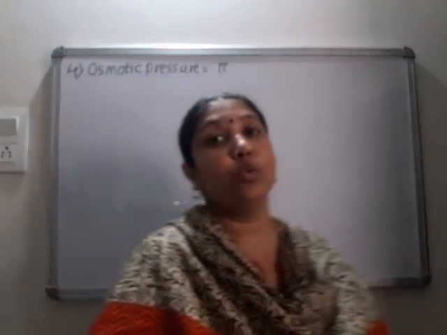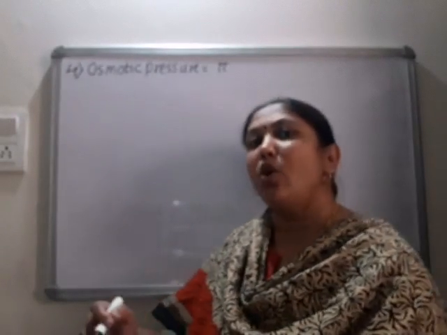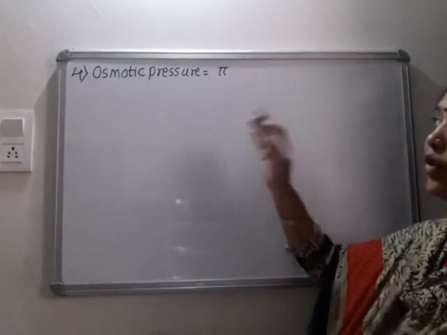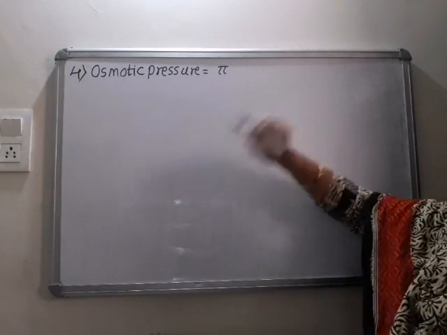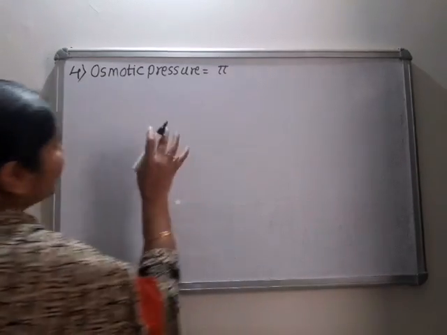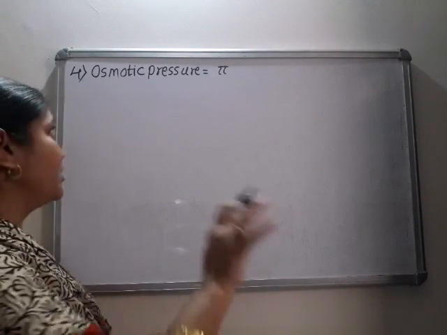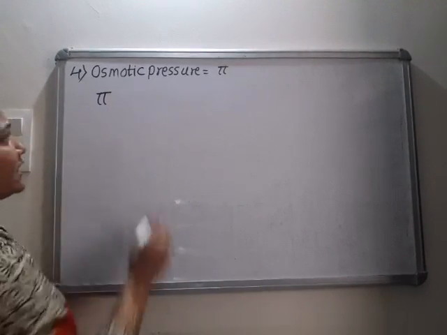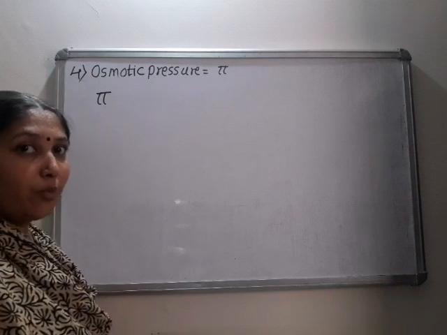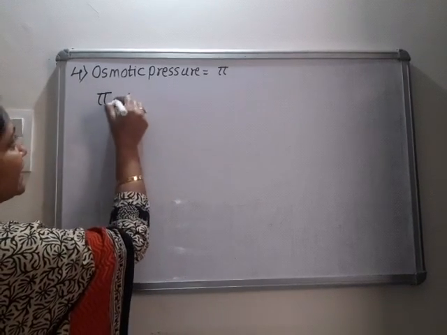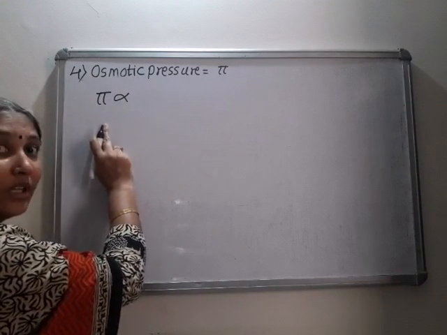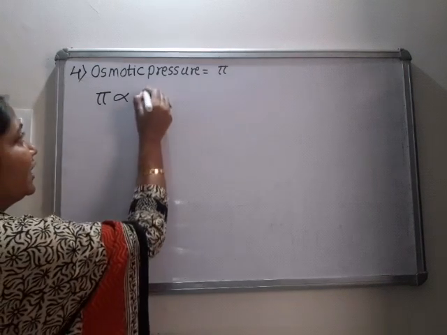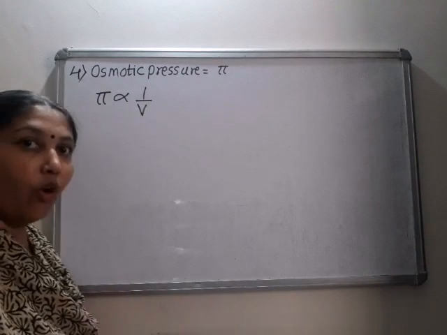So according to the old gaseous laws and laws for solutions, one law is there, but that law is not mentioned in your syllabus. What is it? Boyle's law says that pressure is inversely proportional to volume. So we can say the pressure of a solution, meaning osmotic pressure, is inversely proportional to volume.